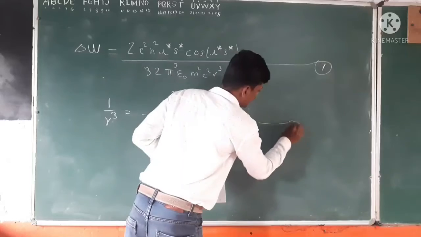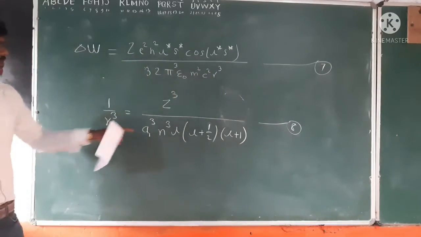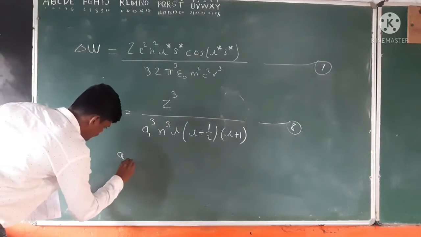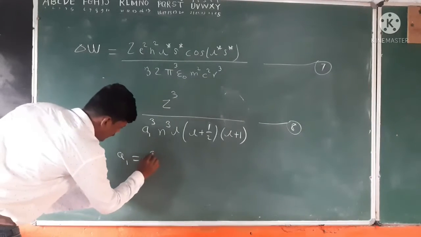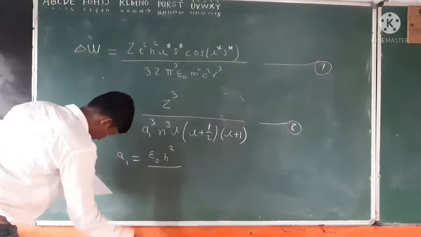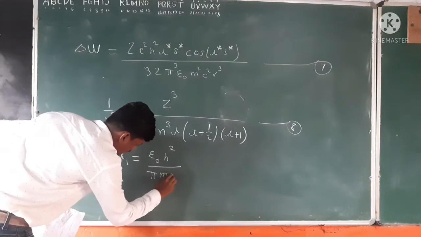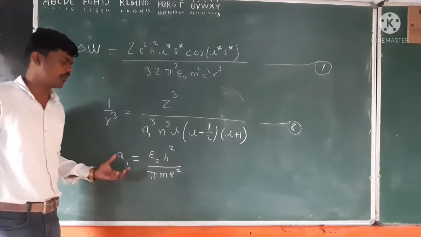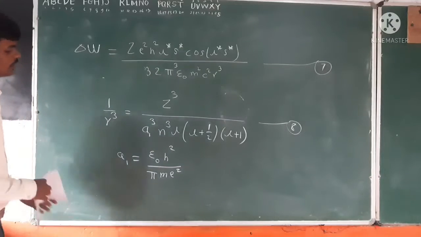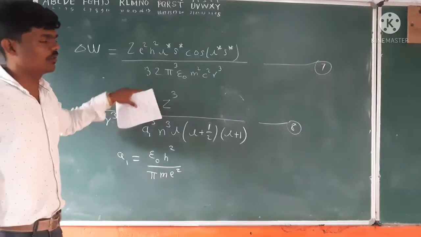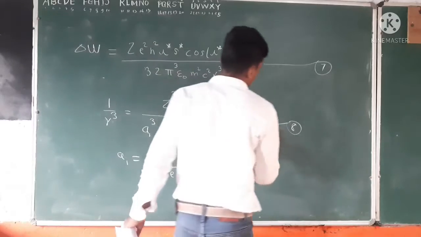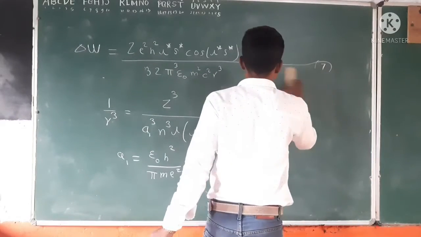We will use these equations to put the value of 1 by R cubed. Then here we have the value of a1, the first Bohr radius, which is epsilon naught h squared by pi m e squared. We know the Bohr radius, so this is the first Bohr radius. We can put these two values in this equation and we will get the interaction energy. So just remember these equations.